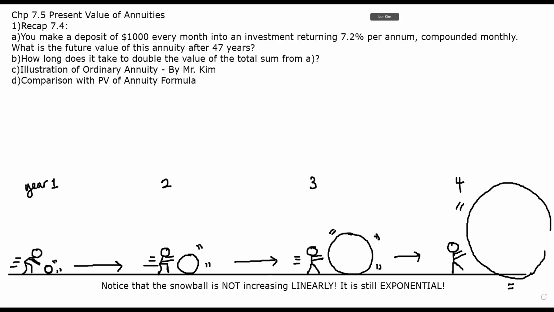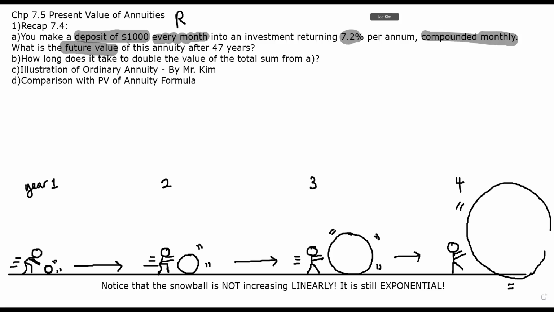Everyone else, would you please take a look at the whiteboard and consider the question. You decide to make a deposit of $1,000 every month, which should ring a bell. It is a repeating term, a repeating payment. So it's going to involve R. It's not a principal. It is a geometric series. It is an annuity. The investment returns 7.2% per annum, compounded monthly. What is the future value?